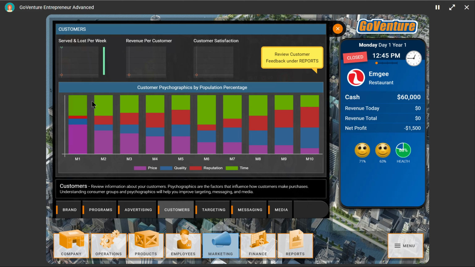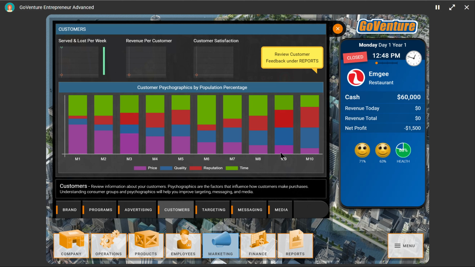In this case, all 10 bars are the same height, which means there's equal population for group 1 and group two and group three and group four. In other words, M1, this consumer group of people, is 10% of the overall population that could visit my business. M2 is also 10%, and so on.